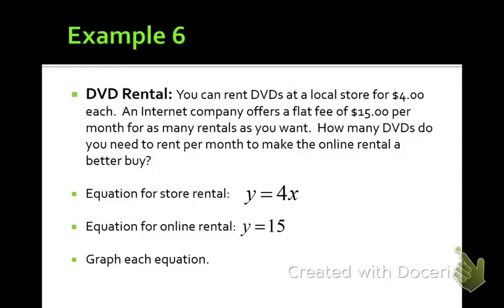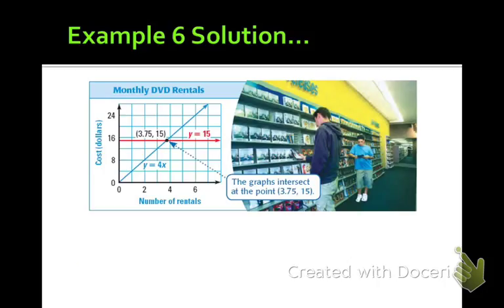Since we're talking about graphing lines and we have some linear equations, we can just graph the lines. Y equals 15 means that our line is going to be horizontal because there is no slope. We go to 15 on the Y-axis and graph it straight across. Then we use slope-intercept form to graph the store. Our y-intercept is 0, and the slope is 4, so we go up 4.